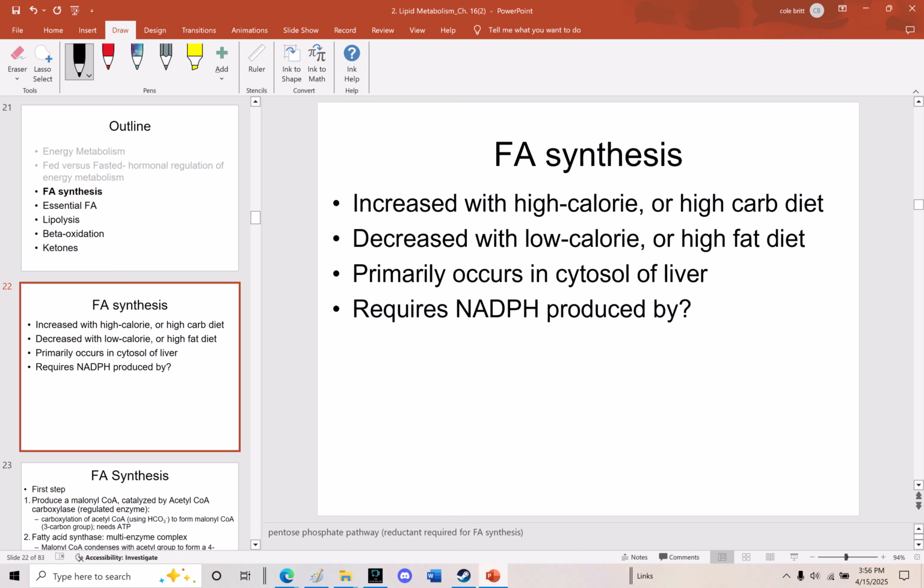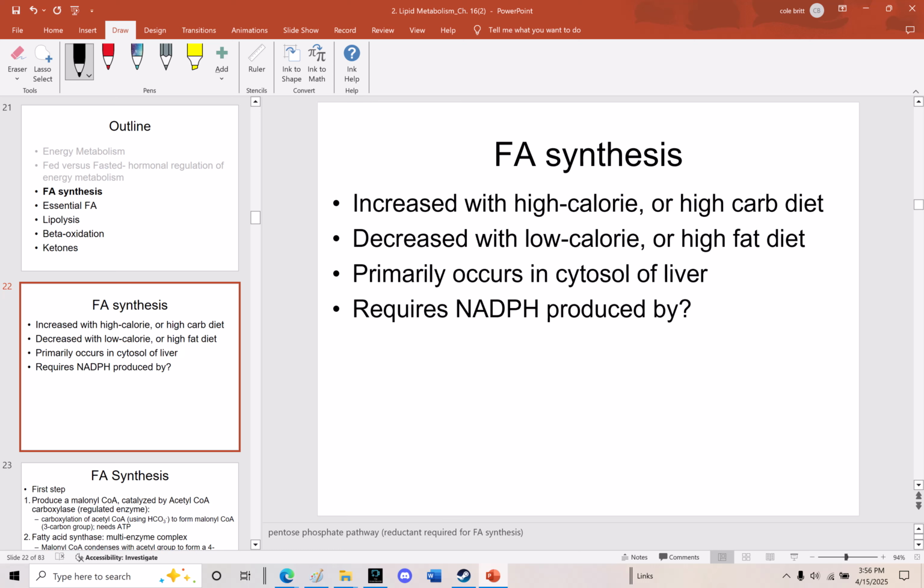It is basically the reducing power. NADPH is the reducing power we need to make fatty acids. Because remember, to break down fatty acids, we oxidize them. We get rid of the electrons. We take their electrons. But if we're making fatty acids, you've got to add electrons.